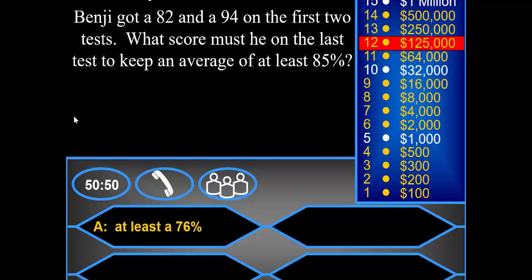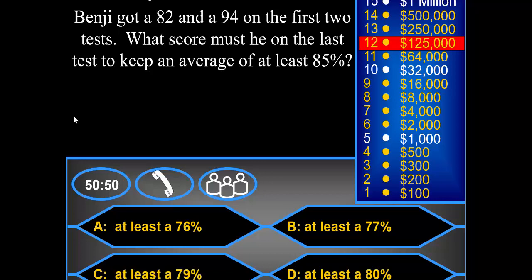Let's take a look. Benji got an 82 and a 94 on his first two tests. There's one more test. What does he have to get on the third test to keep his average at 85? Use the average formula. How do you find an average? Solve it. Is it A) 76, B) 77, C) 79, or D) 80? Pause the video now. Let's see what you got.